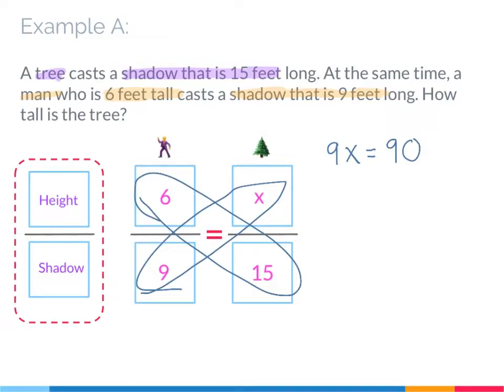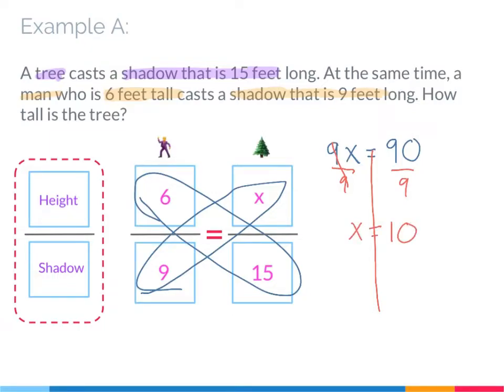I'm going to draw a line down from my equal sign. Then whatever I do to one side of the equation, I have to do to the other. The opposite of multiplication is division, so I'm going to divide both sides by 9. 9 divided by 9 is 1, or 1x, and 90 divided by 9 is 10.